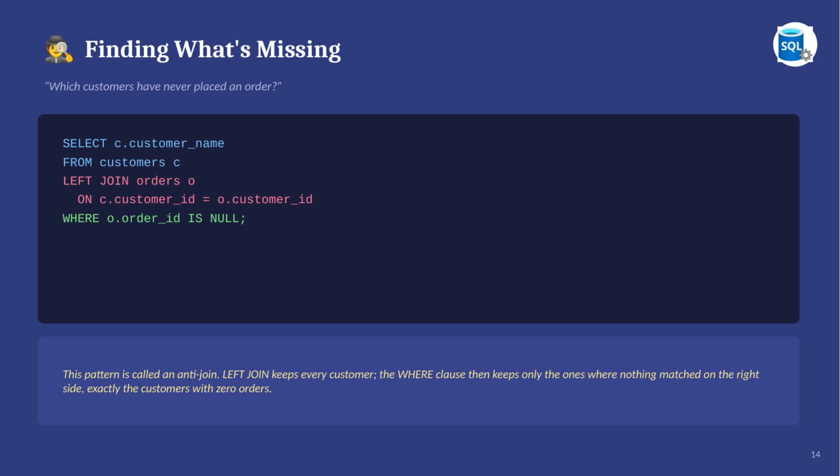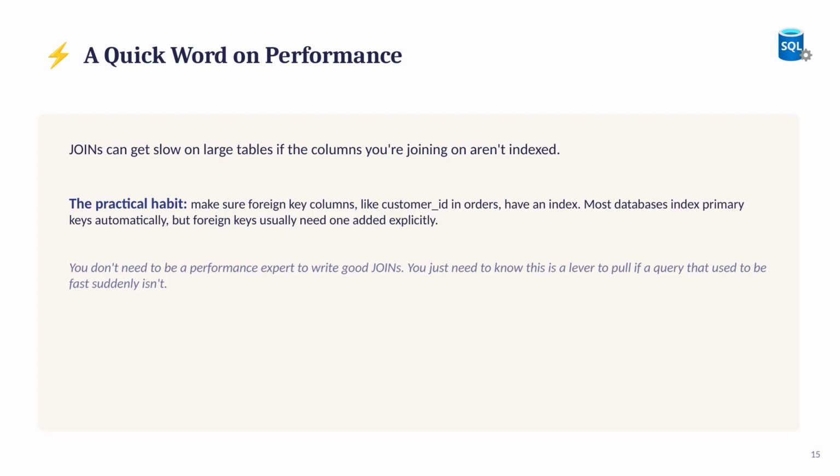The left join keeps every customer in the results, the where clause then filters down to only the ones where nothing matched on the right side, exactly the customers with 0 orders, and this exact pattern shows up constantly in real analytics work, anywhere you need to find records on one side of a relationship with nothing corresponding on the other. A quick, honest word on performance.